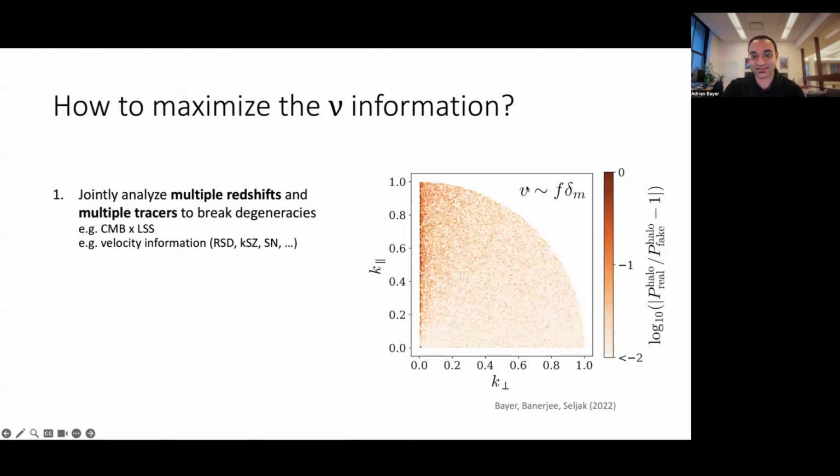Another way you can get neutrino mass information is using velocity information. So velocity traces the total matter field, which we saw contains information about neutrino mass. So if you have a way to probe velocities, then you can get tighter constraints on neutrino mass. And different ways we can measure velocities is through redshift space distortions, the kSZ effect, and also from supernovae.